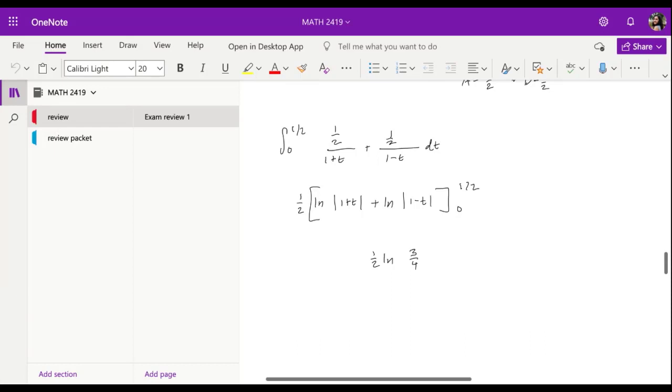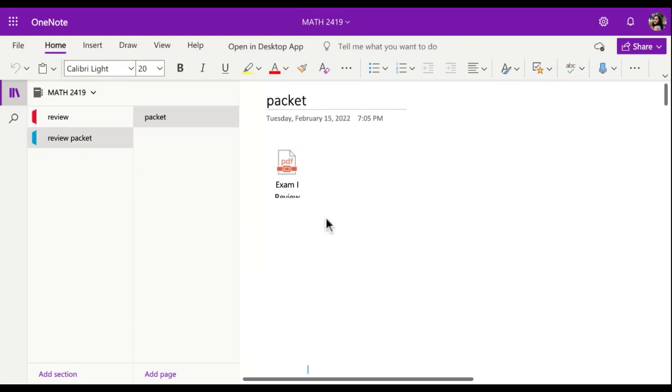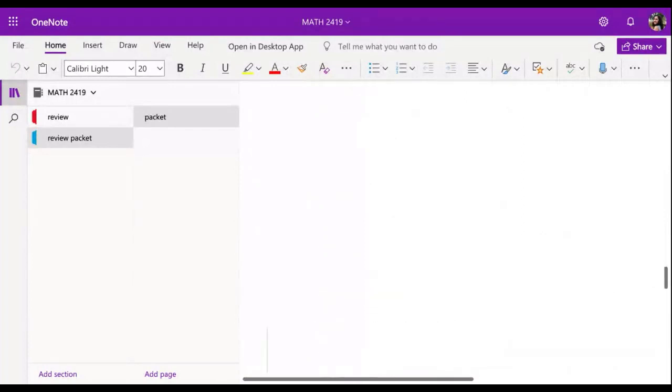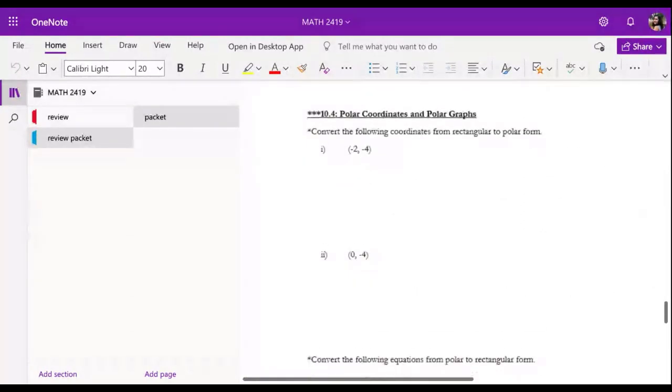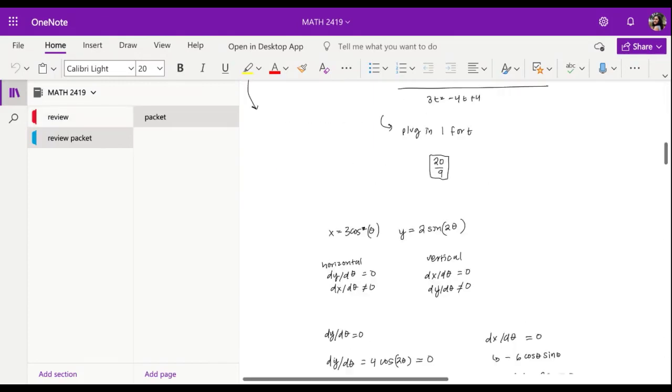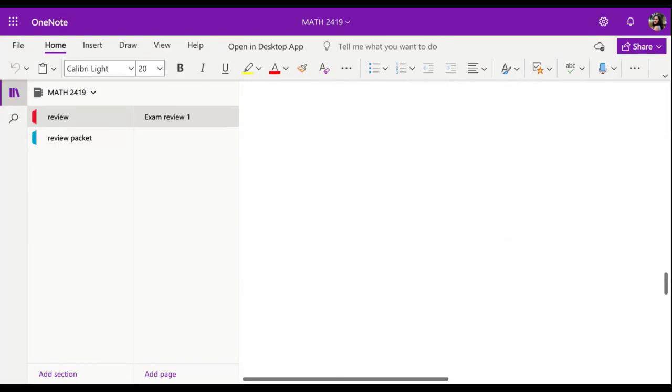All right. So next on our topics, we can move on to polar now. These are pretty simple. Let's do these conversions from rectangular to polar form. First, we have: convert (-2, -4) from rectangular to polar.